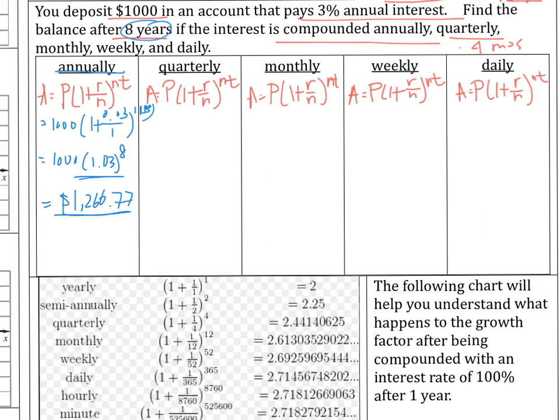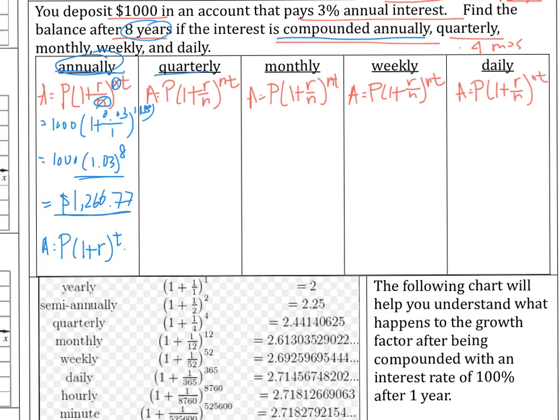And I would like to say that whenever you calculate the balance for something that's compounded annually, you can go ahead and use a more simplified formula. A equals the principal times the growth factor, 1 plus the rate, to the t power, where t is the number of years. Okay, because when it's compounded annually, n is obviously 1, and it won't matter. Okay, you can go ahead and cancel that out. But it will matter if you have something that's compounded quarterly, okay?